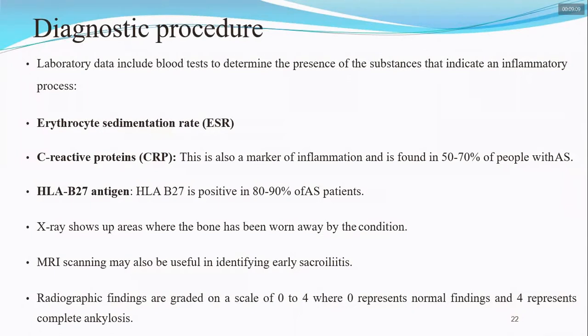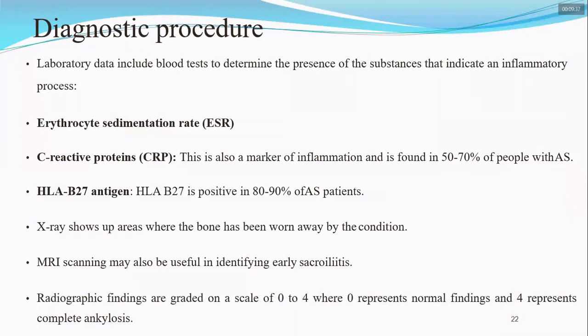laboratory diagnostic procedures, like the erythrocyte sedimentation rate, these are increased. The C-reactive protein, these are markers of inflammation, they are also raised. The HLA-B27 antigen can be detected in around 90% of patients, and the typical X-ray picture I'll be showing later. An MRI scan can be done to identify early sacroiliitis, and I'll be showing the radiological grading of the sacroiliitis in a later slide.